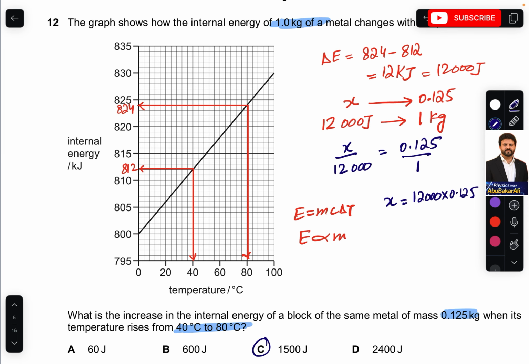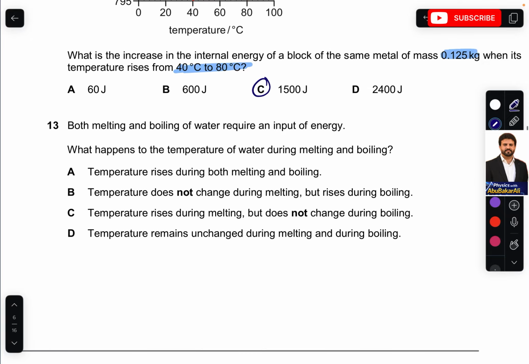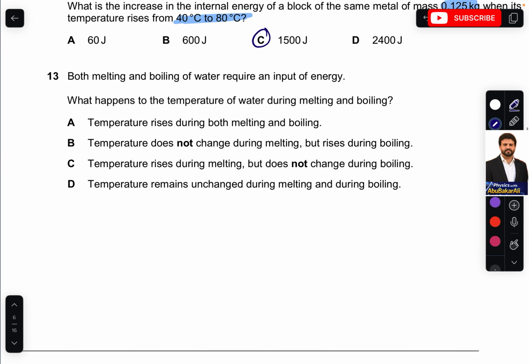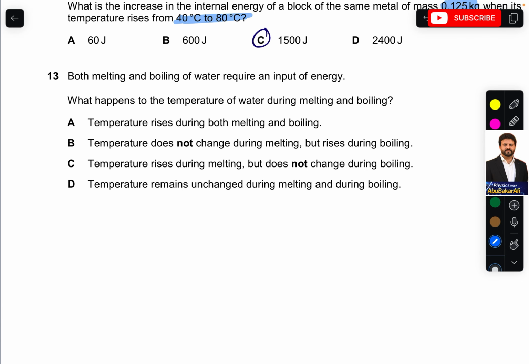Okay. Let's move forward. Question 13. Both melting and boiling of water require an input of energy, right? What happened to the temperature of the water during the melting and boiling? Melting and boiling both are the change of state, and whenever the state is changing, the temperature will remain constant. So it is option D that is correct.